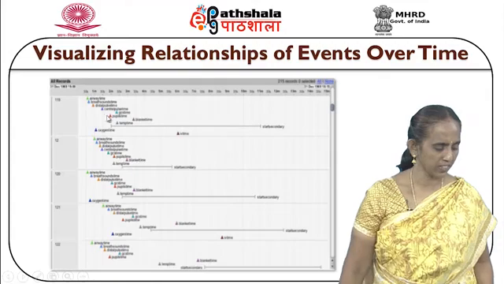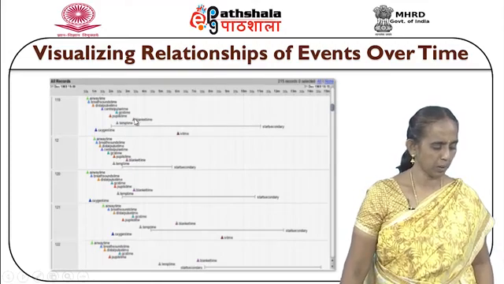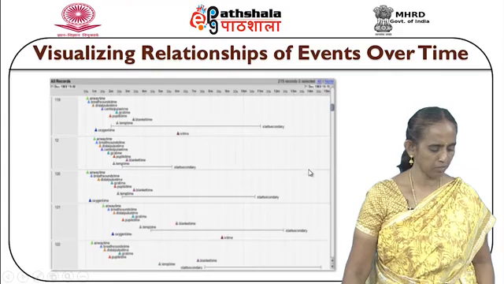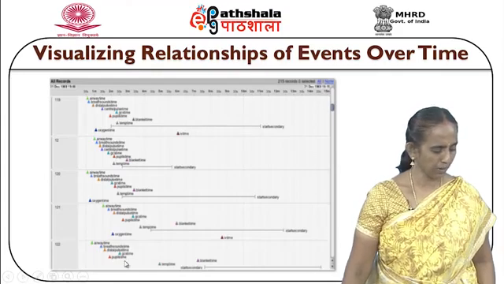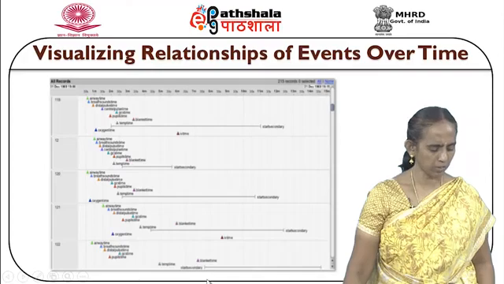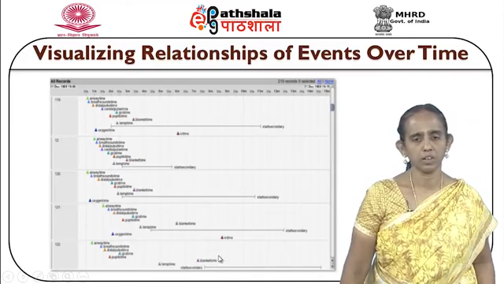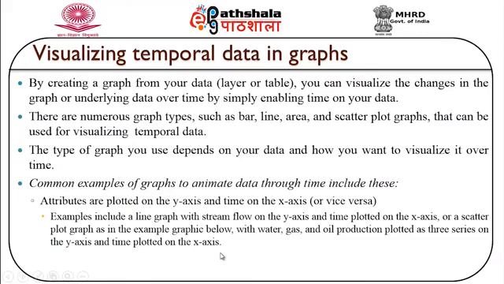So this shows various data set, the starting of a particular drug that has been taken, the ending time of a particular drug with various multiple drugs that has been taken. So this is a time series data set that has been included in an EHR. By creating a graph from the data that is a layer or the table, we can also visualize the changes in the graph or the underlying data over time by simply enabling the time on our data set. There are numerous graph types such as bar, line, area and scatter plot graphs that can be used for visualizing the temporal data as such.